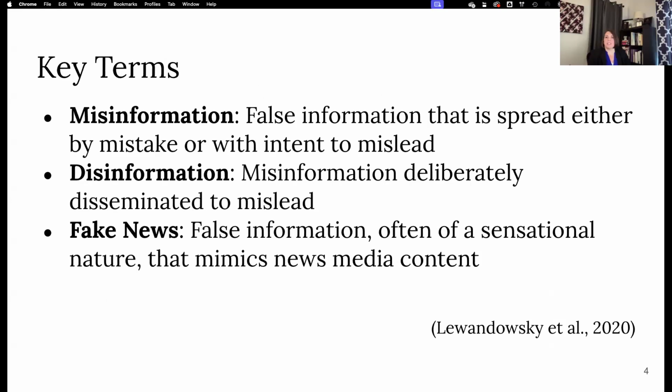So we want to start the presentation by just making sure everybody's on the same page with a couple key terms. The first key term is misinformation, and we're defining that as false information that is spread by mistake, or there could be an intent to mislead. Disinformation is information that is deliberately disseminated to mislead, and fake news is false information that tends to be sensational in nature, and that's going to mimic the views of media content.